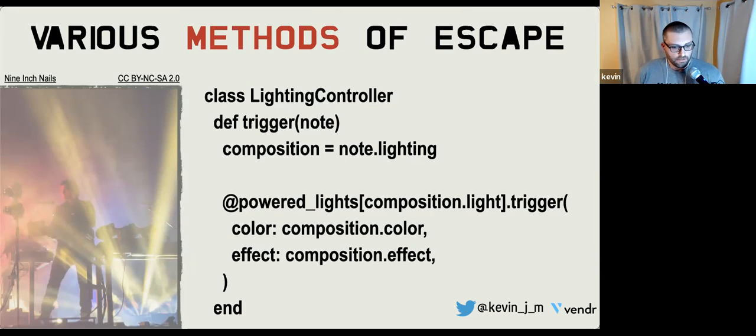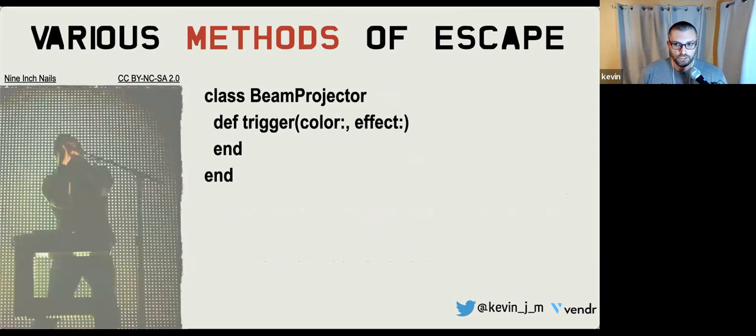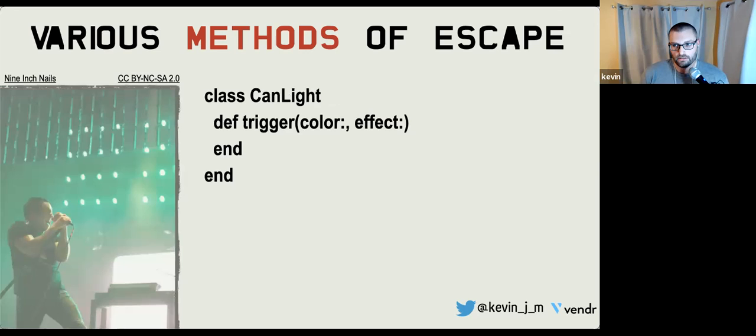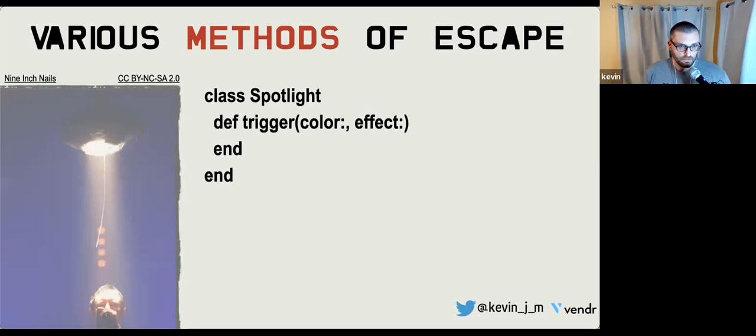And now, as I mentioned, there are a lot of different kinds of lights that the lighting team may use, but whether they're using a projector or a can light or a moving light or our problematic spotlight, in our system, all of those different kinds of lights respond to the trigger method. The implementation details of what those lights do when you call the trigger method to turn them on or off is radically different, but they all respond to the same method signature. They all have the same public API.